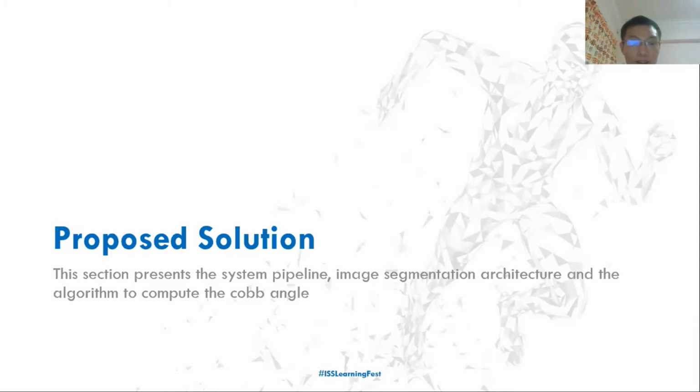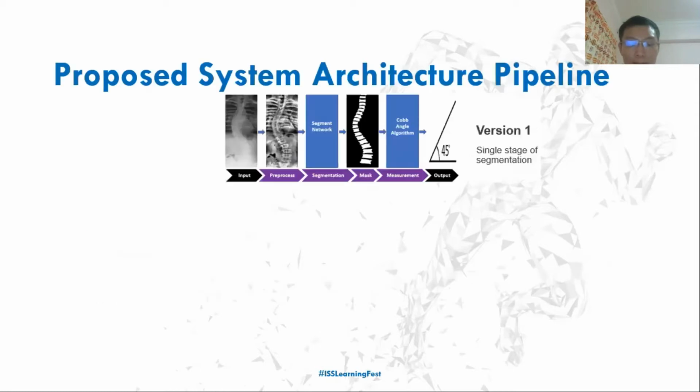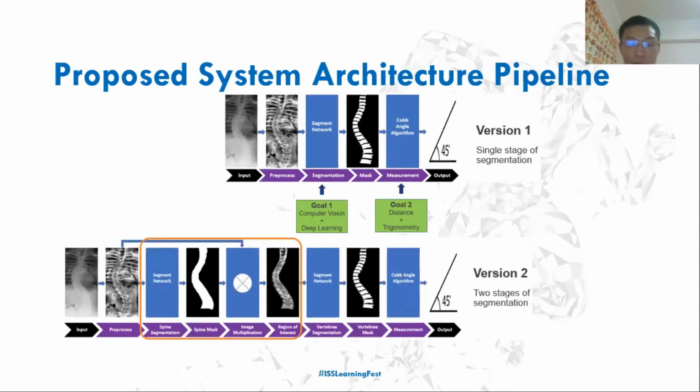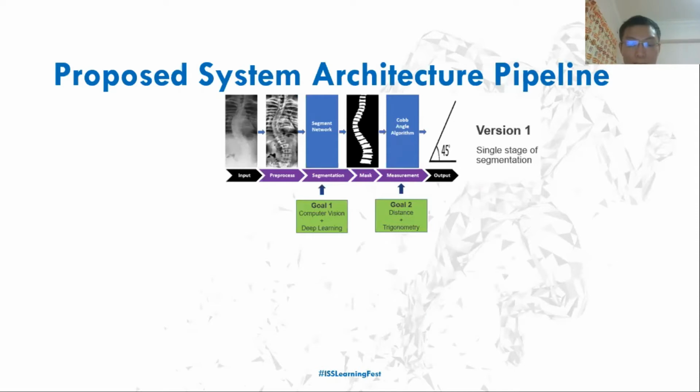In this section, I will be presenting the system pipeline, image segmentation architecture, and algorithm used to compute the Cobb angle. The proposed system pipeline architecture includes developing a segmentation network coined as UMesh network, a deep learning model that leverages computer vision capabilities, and a Cobb angle algorithm that uses distance between extreme points of a contour and trigonometry method to calculate the output angle.